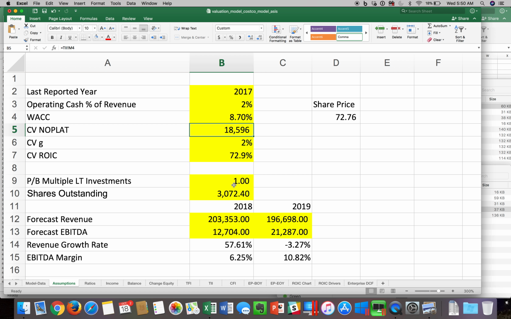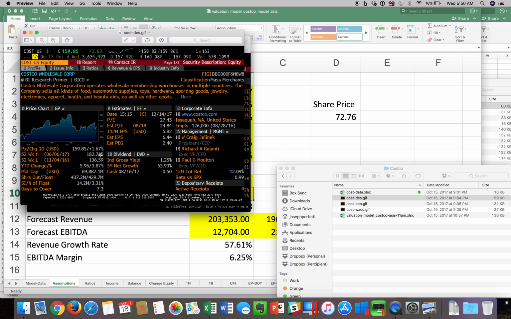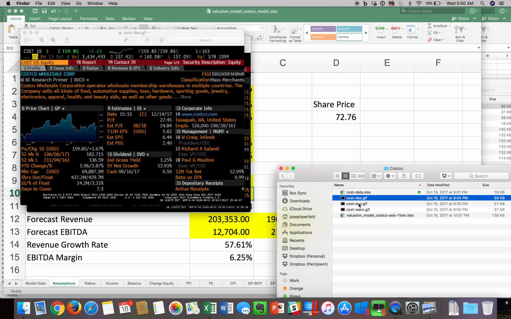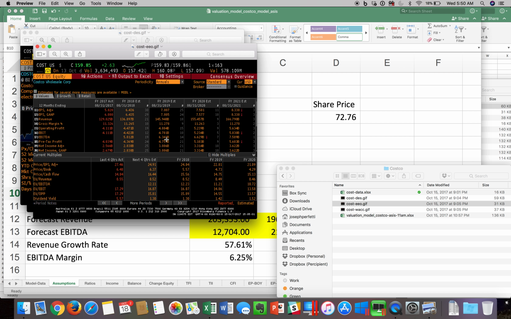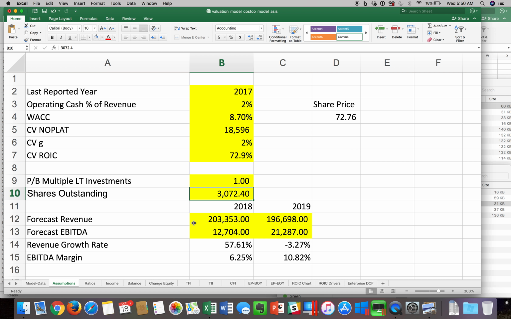Next, we need to change the share count for Costco. So we need to match the share count for Costco. There it is. I'm not going to do all this. And then finally, we need to open up the EEO file, and we need the revenue for 18 and 19 and the EBITDA forecast for 18 and 19 here to be overwritten.